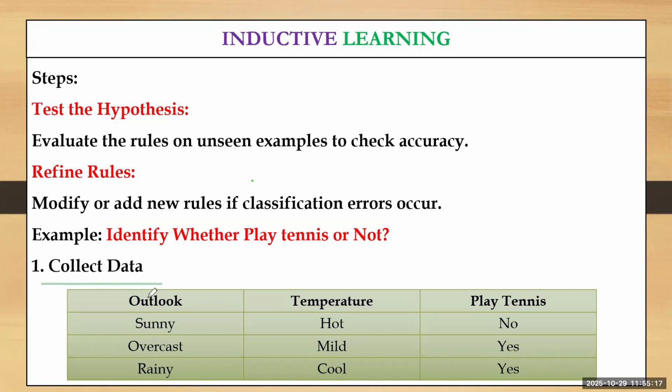Now see here, this is the data I collected. The outlook condition, that means playing tennis will be influenced by the outlook. If it is sunny, the playing condition is no.